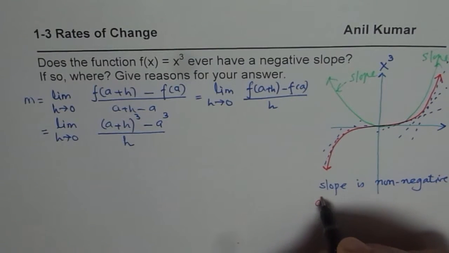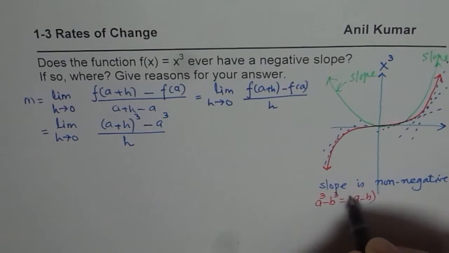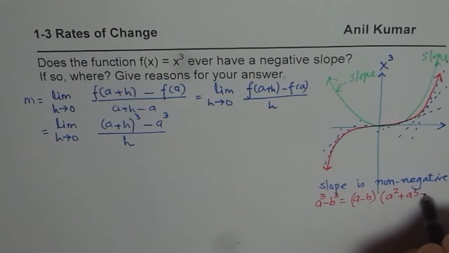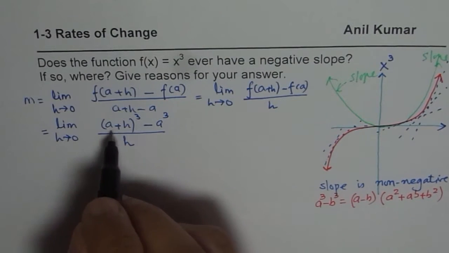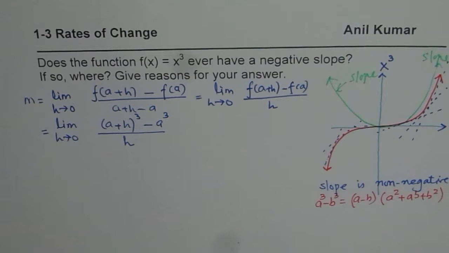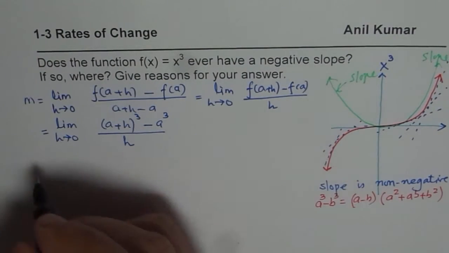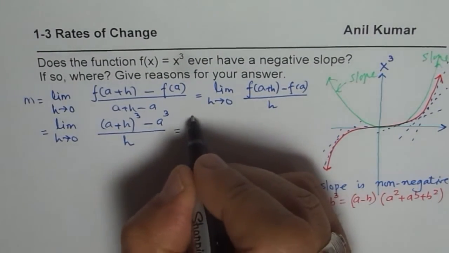I'll write down the formulas here. a cube minus b cube is a minus b times a square plus ab plus b square, right? So we can expand it. Okay, so let us expand it. What do we get? Once we expand, we can expand here itself, and then we can discuss.